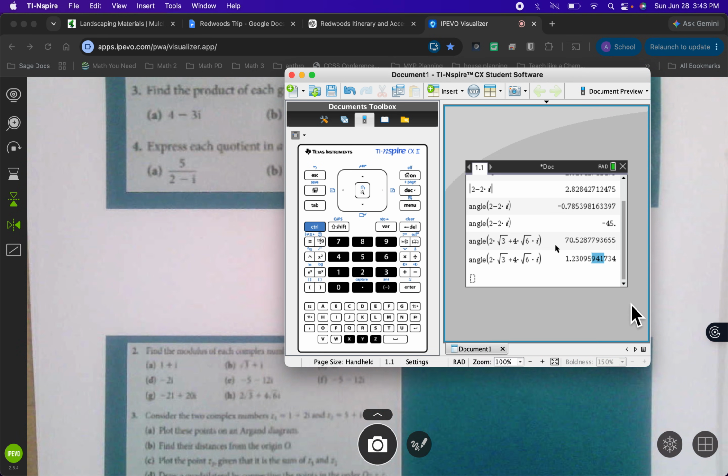Hopefully that's it for you guys for this section, and then I'll send you the next section shortly.